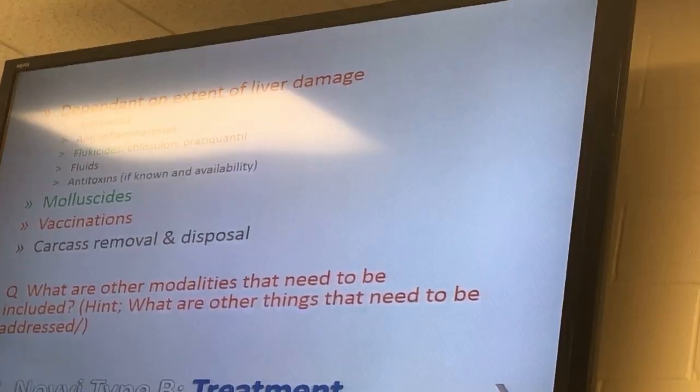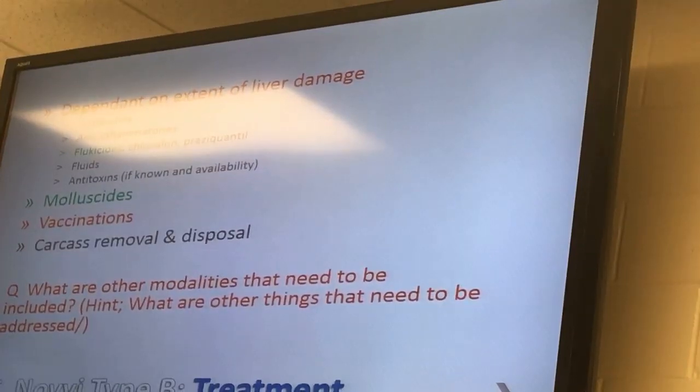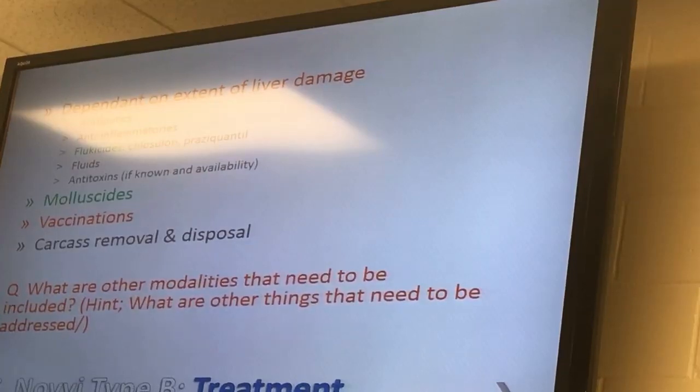The other thing is vaccinations. Because what's killing the animal? The fluke, the snail, or the bacteria? The bacteria. So we've got vaccines against them. So you want to talk to your owners and educate them on vaccinating their animals.